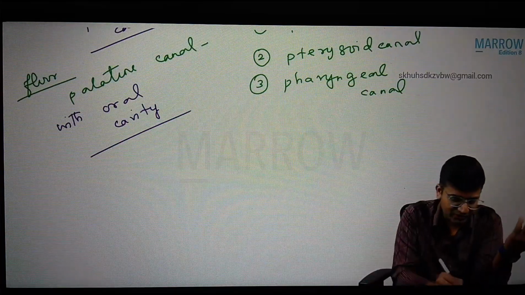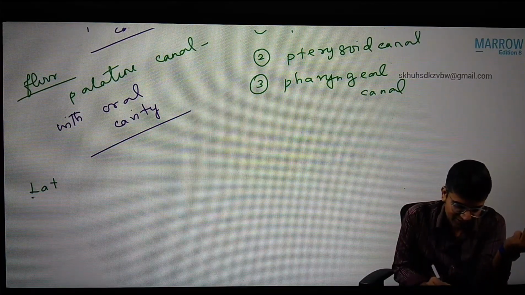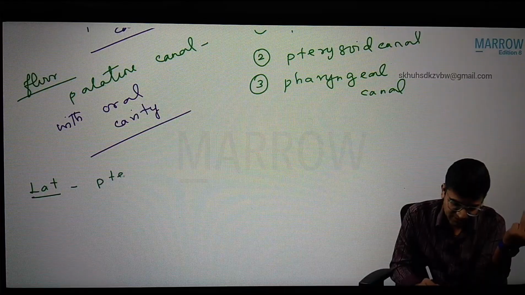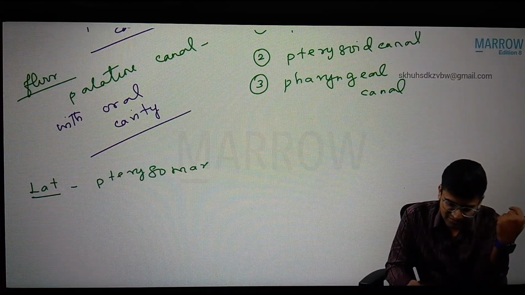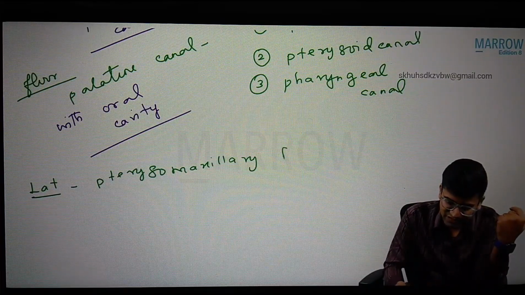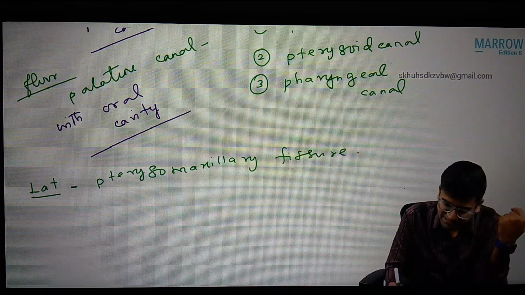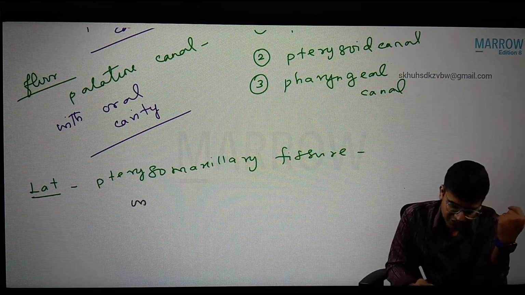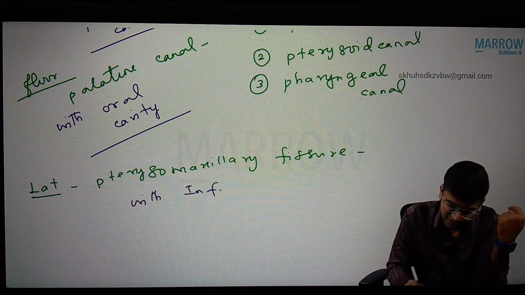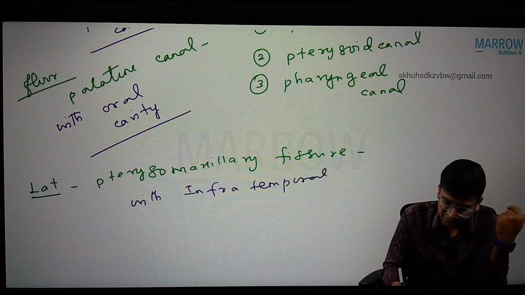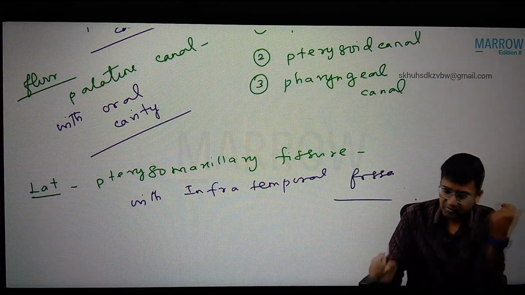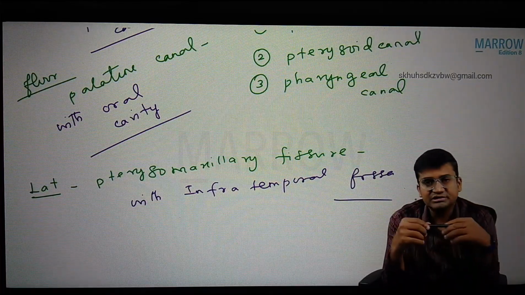And the lateral communication we already know. Laterally we have a fissure. What fissure? The pterygomaxillary fissure. And by this fissure, it communicates with the infratemporal fossa. Okay, right. These are the various communications.